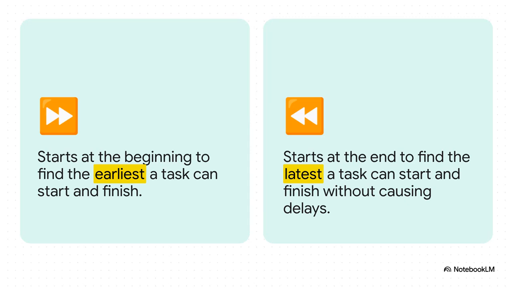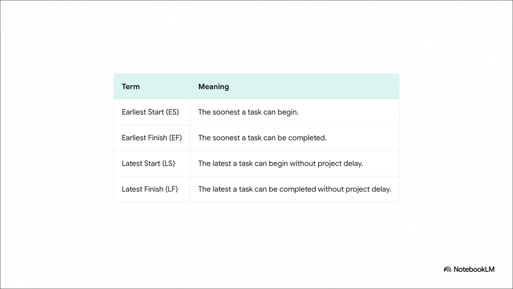So the forward pass is all about being optimistic. It asks the question, okay, what is the absolute soonest we can possibly start and finish every single task? Then the backward pass gets a bit more, let's say, realistic. It starts from your final deadline and asks, all right, what's the absolute latest each task can start and finish before it blows up the entire schedule? What these two passes give us are four really important dates for every task: the earliest start and finish, and the latest start and finish. And the difference between those earliest and latest times? Well, that's where the real magic happens.